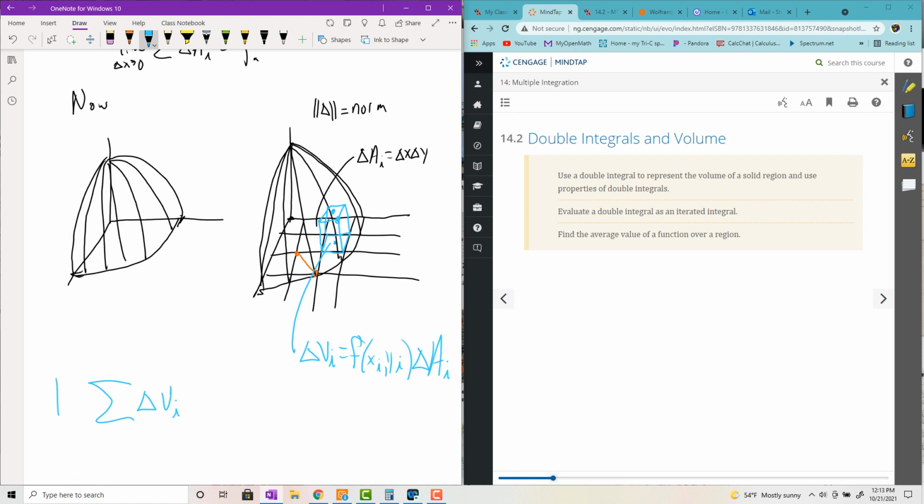Okay. Then to get an approximation for the volume, you just add up all those delta V sub i's, and if you take the limit as the norm goes to 0, you end up with what we're going to call the double integral over R of f. Okay, so we symbolize it using this double integral looking thing.